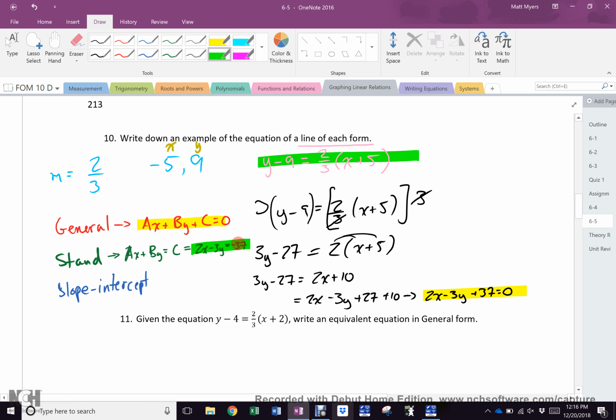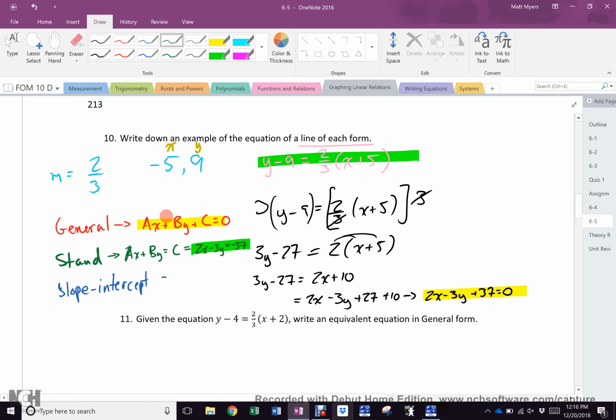And slope-intercept, what's that? That's y equals mx plus b. So isolate y, right? Yeah. Could I isolate y from this top green one? I could if I wanted to, but that's too much work. Could I isolate y from here? In about 2 seconds, right? What moves? Subtract 2x. Right?